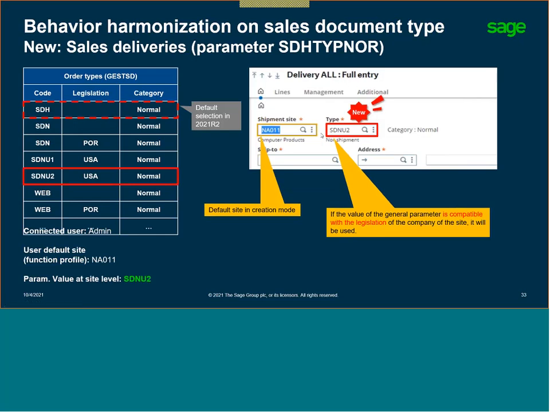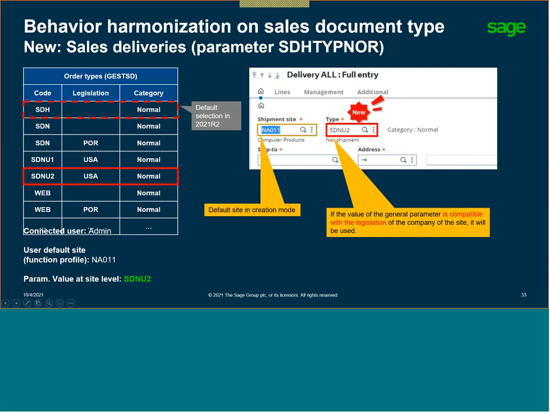So here, in this example, you can see the new behavior. For the parameter SDH type norm, it is at a site level, so just be cautious. It is at the site level. And for the site NA011, I indicate SDN U2. So when the user admin creates a new sales delivery, it defaults automatically with NA011, and of course it will load the value for the document type in the parameter SDH type norm. So here it's SDN U2, it's compatible with the legislation, so it is loaded.